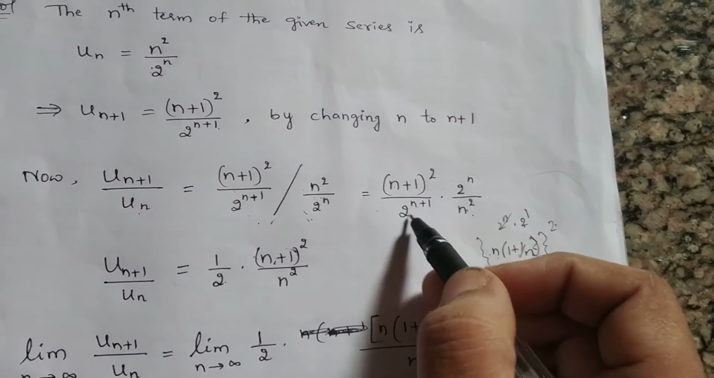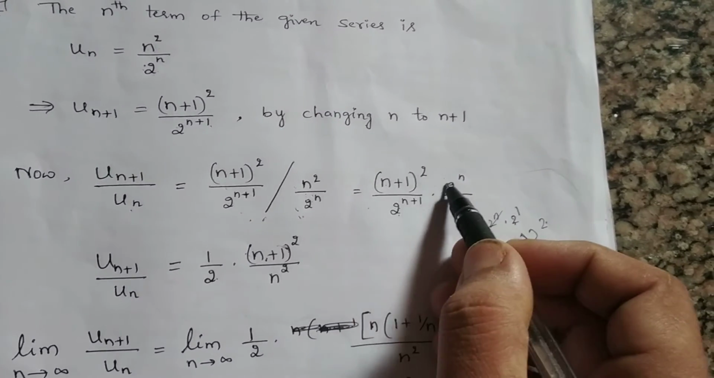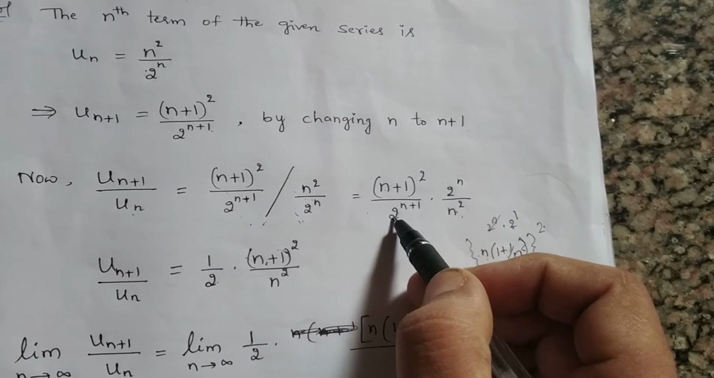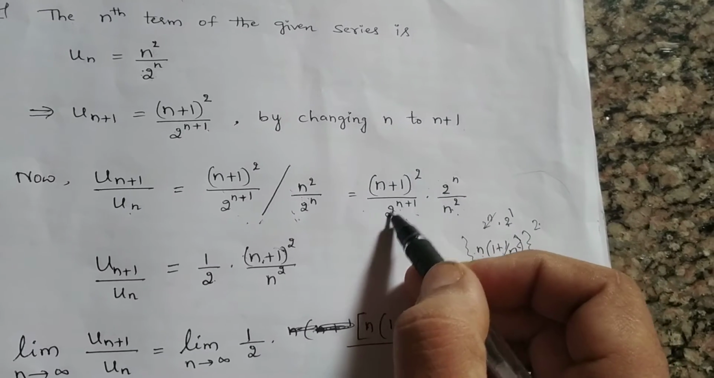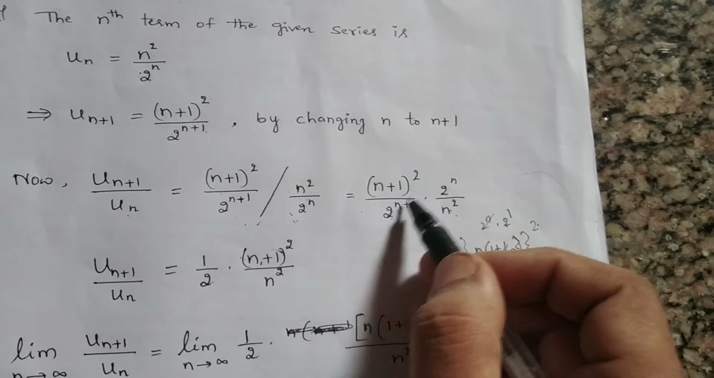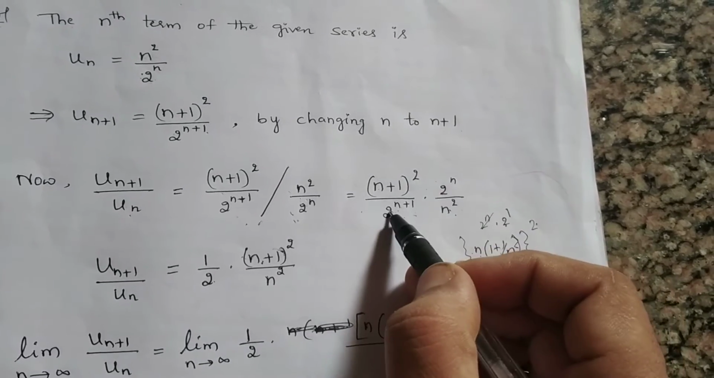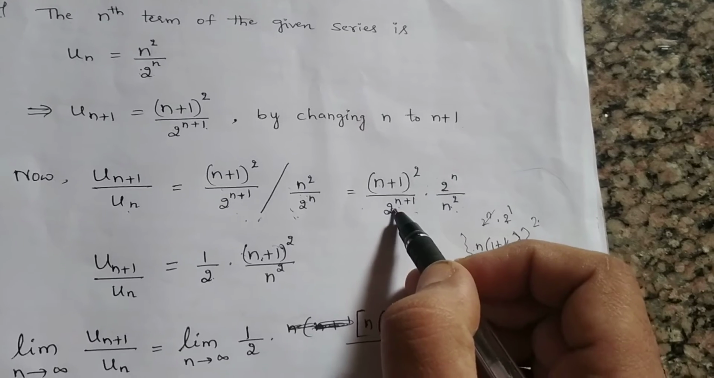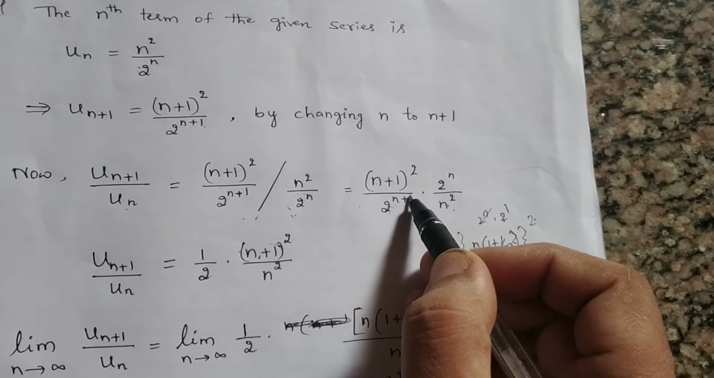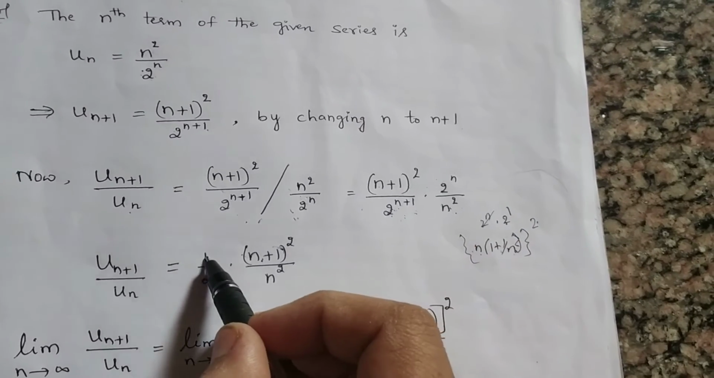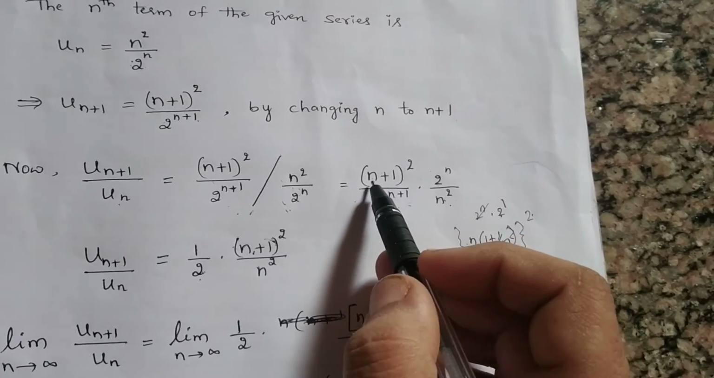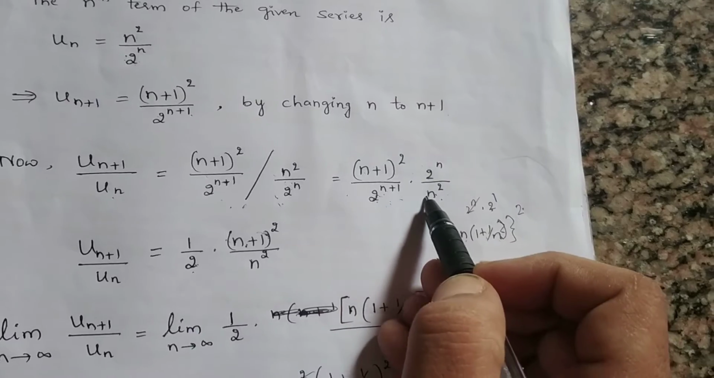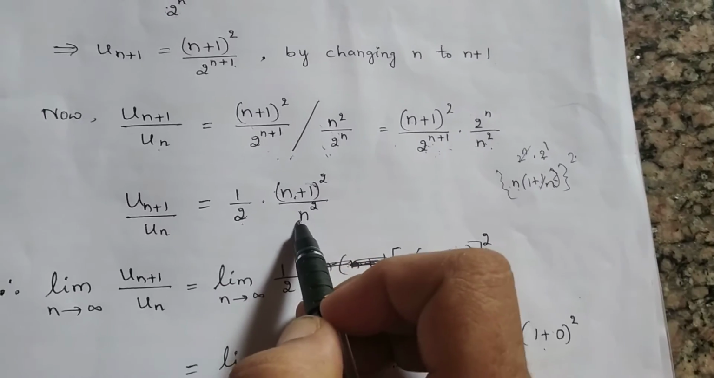Yes, 2 power n is present in both numerator and denominator. This 2 power n plus 1 can be written as 2 power n into 2 power 1. So 2 power n gets canceled with the denominator. Therefore what is remaining? 2 to the power 1 is remaining, that is 1 by 2. 1 by 2 is remaining. Write it as it is. Now n plus 1 the whole square divided by n square, write as it is.